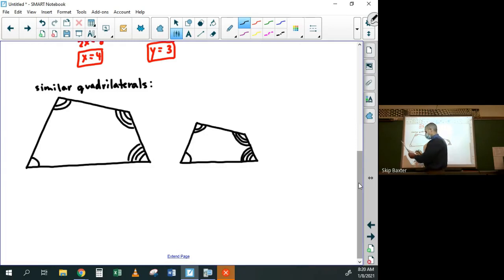Okay, and we have some side lengths. This is 8, 10, 6, and x. And let's suppose this is 6, z, y, and 12.